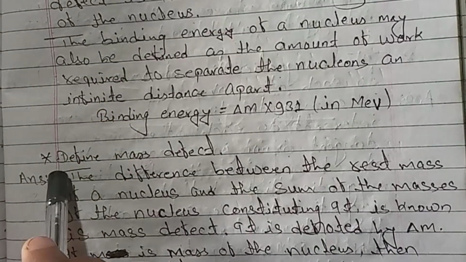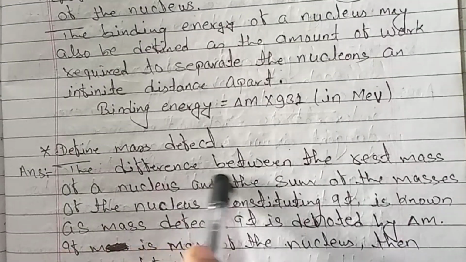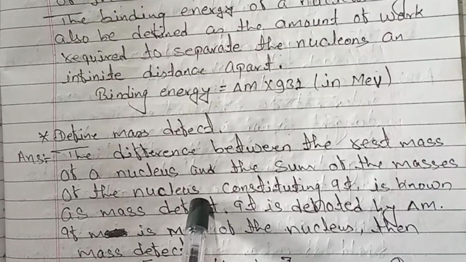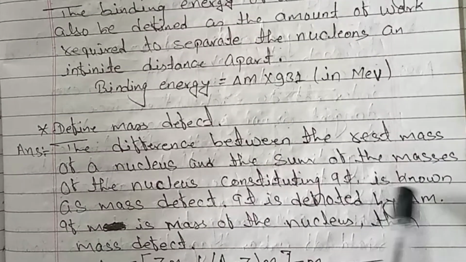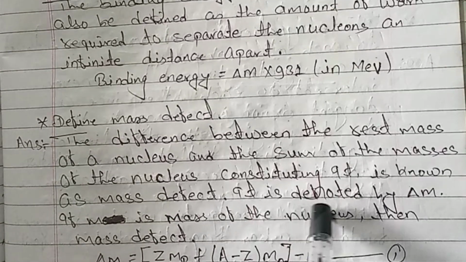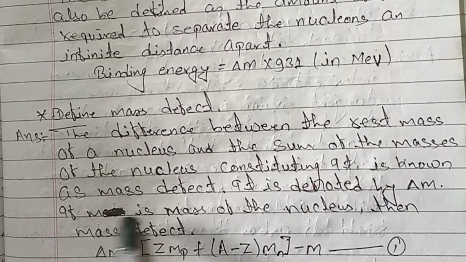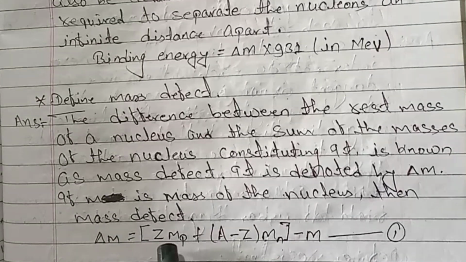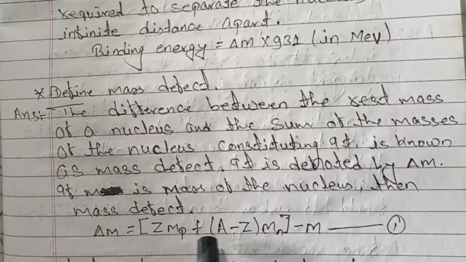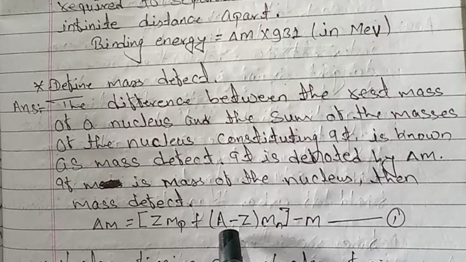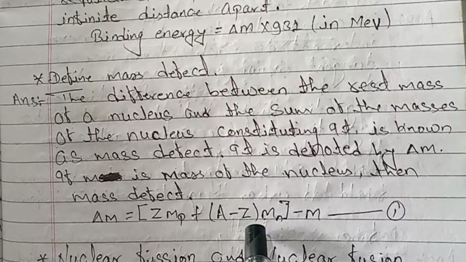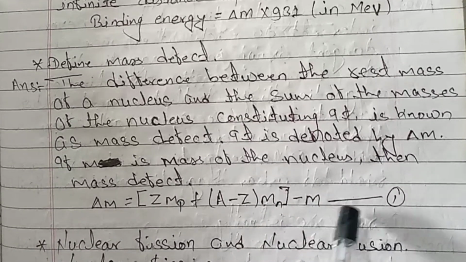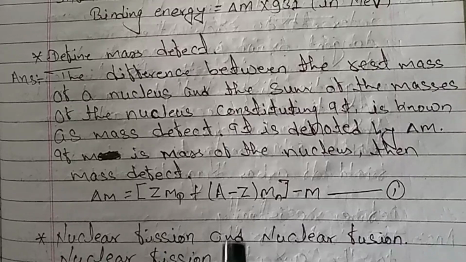Define mass defect. The difference between the rest mass of the nucleus and the sum of the masses of the nucleons constituting it is known as mass defect. It is denoted by delta m. If M is the mass of the nucleus, then mass defect delta m is equal to [Z Mp plus (A minus Z) Mn] minus M, equation number 1.